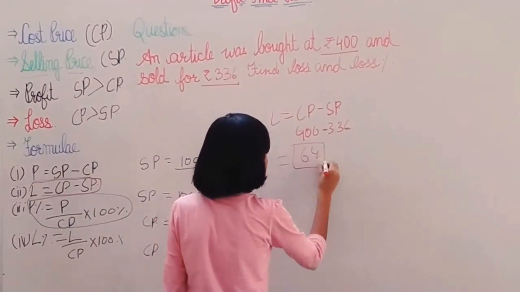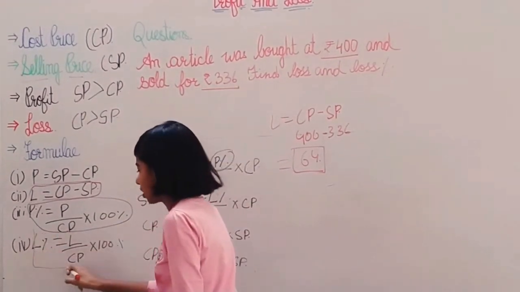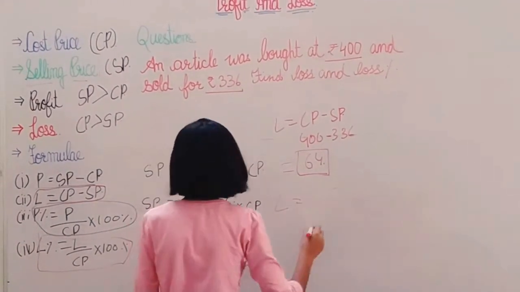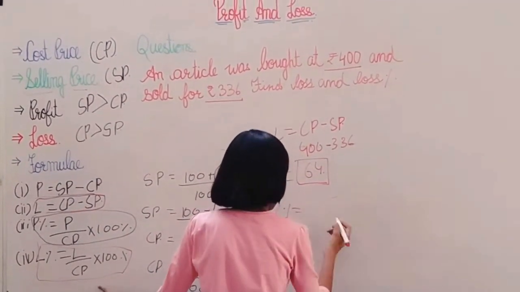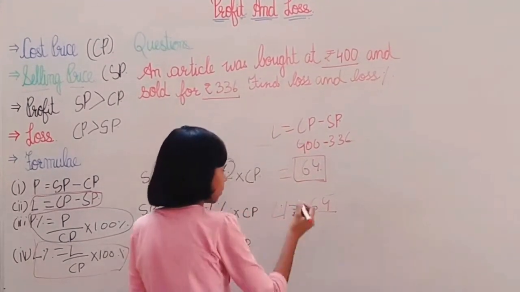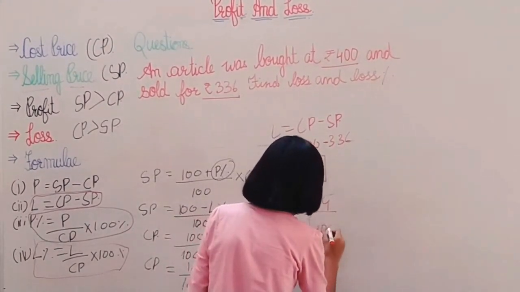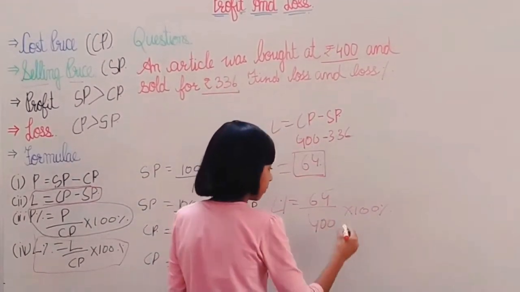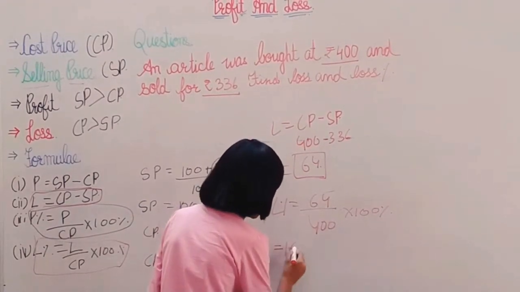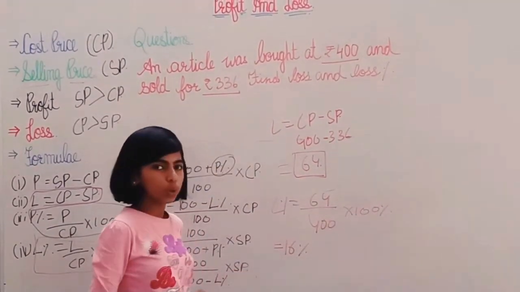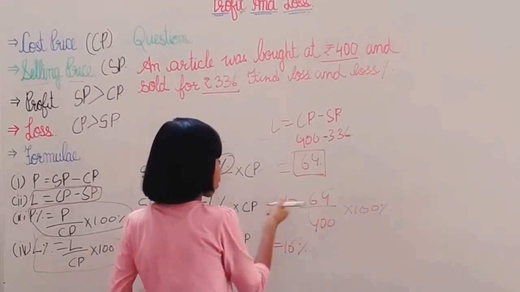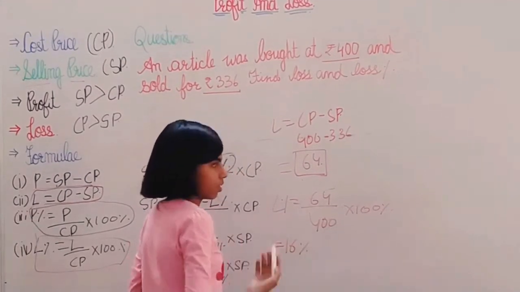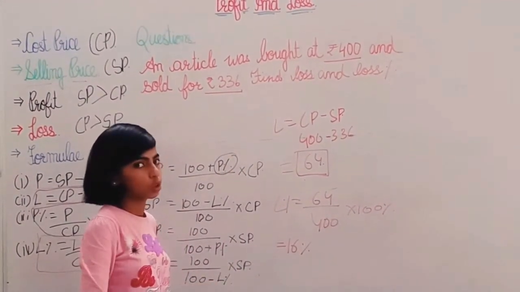So the loss is 64, and to find the loss percentage, this formula is required: loss percentage is equal to loss 64 divided by cost price, which is 400, into 100 percentage, which would be 4 into 4, which is equal to 16 percentage. So the correct answer of this question is loss is equal to 64 rupees and the loss percentage is 16 percentage. So now let's move to the next question.